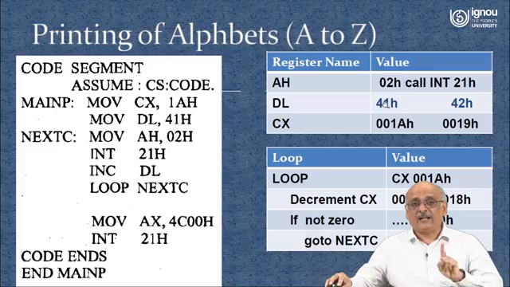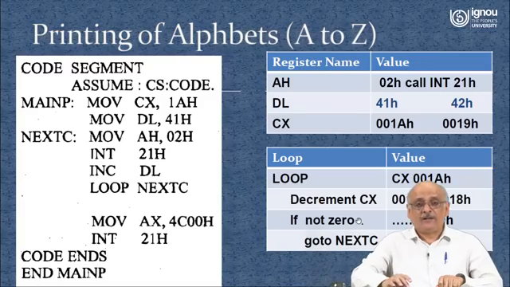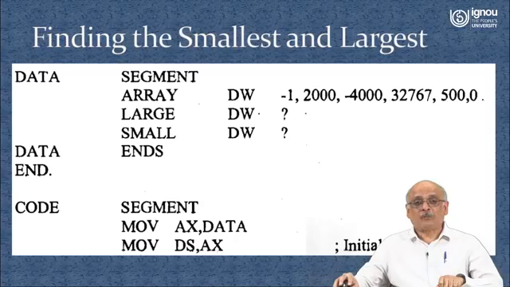ASCII digit and it is equivalent to A in this particular case, then it will be B when we increment it, right? Every time we are incrementing DL, it will go up to Z, and the 26 times is going to be controlled by the loop statement, which will decrement CX all the time and check if the result of decrementing is 0 or not, right? So this is the way it works.